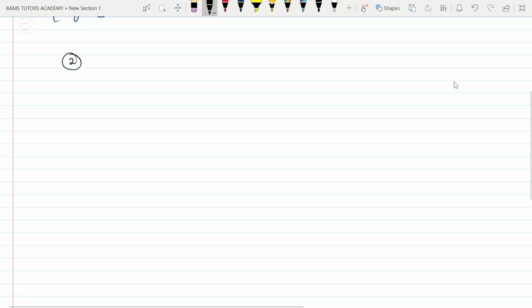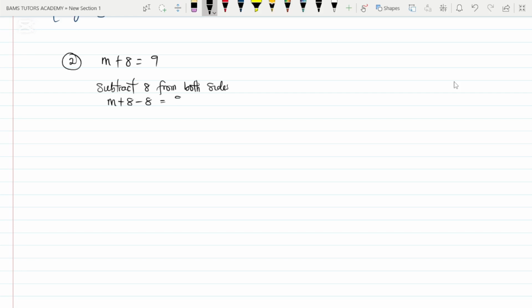So suppose I want to do something similar. Let's say I have m plus 8 equals 9. So what are you going to do? Subtract 8 from both sides, because I want to take the opposite of 8, right? So it's the same thing as saying m plus 8 minus 8 equals 9 minus 8. This takes away this one. I'm left with m equals 1, and that's it.